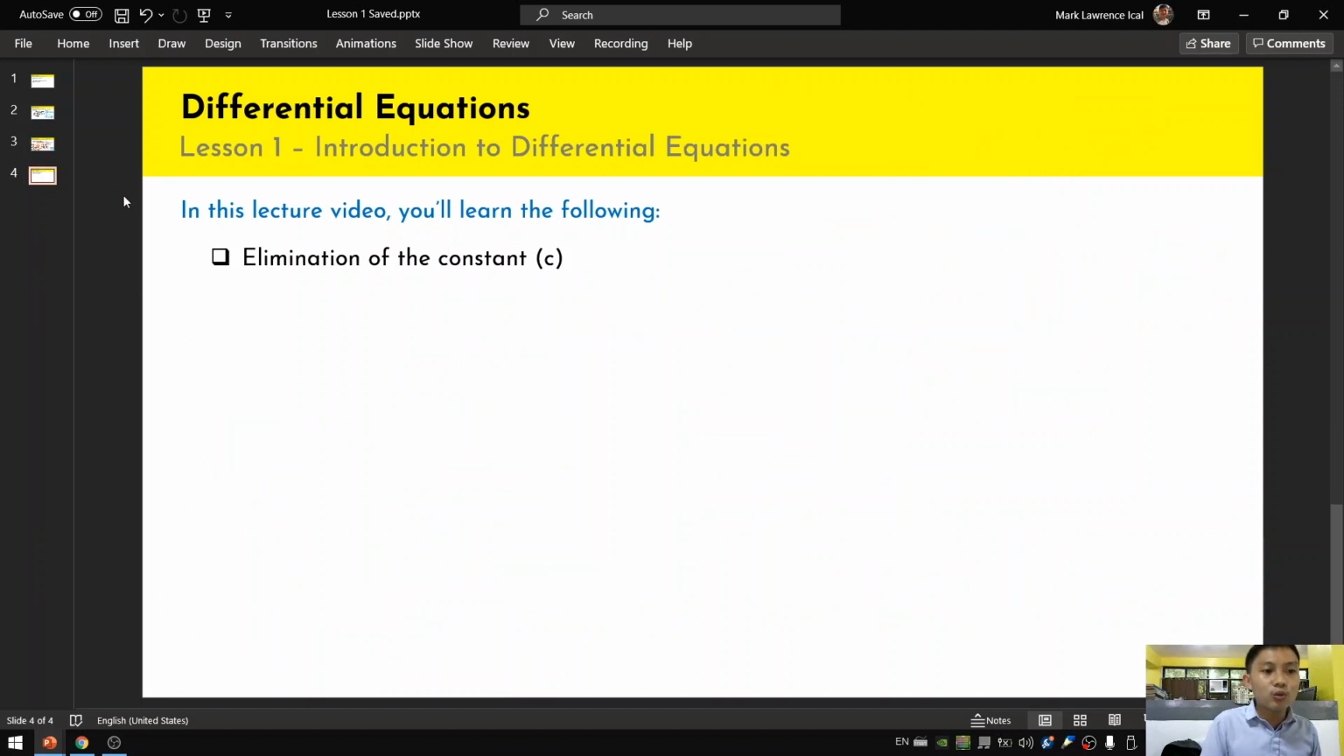So let's try to do the elimination of constant. So may book dito. Elimination of constant. Okay, so example.